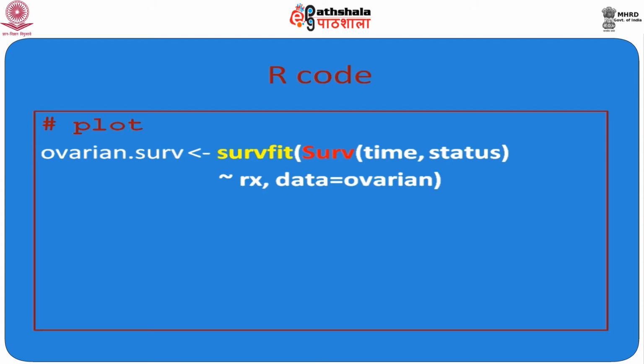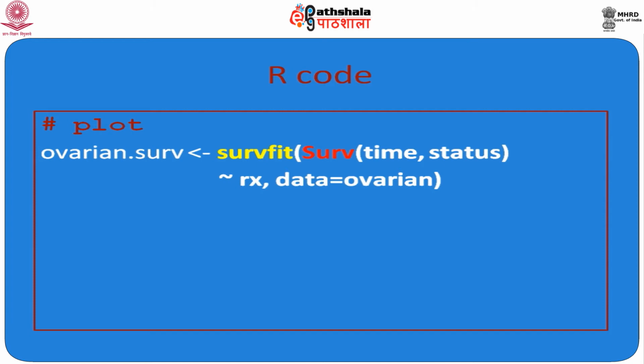In place of rx we may also consider other variables like sex or ecog.ps or other factors, typically categorical factors, and we may find out the difference. So here, for illustration purposes, we are considering only one variable, that is rx, but this rx can be replaced by other factors, and we may find out the treatment-wise survival difference.